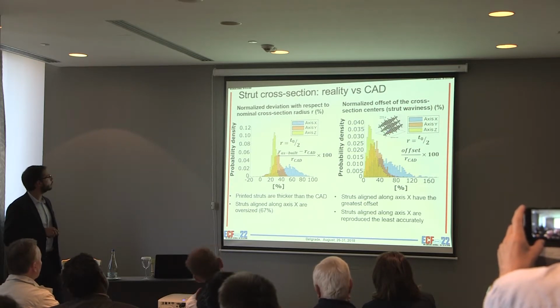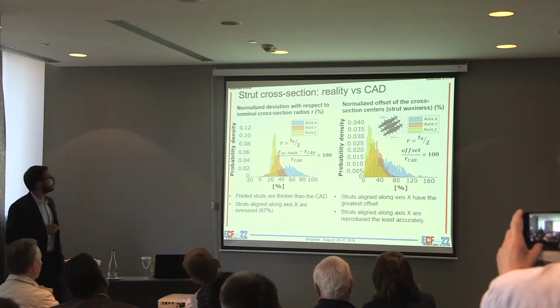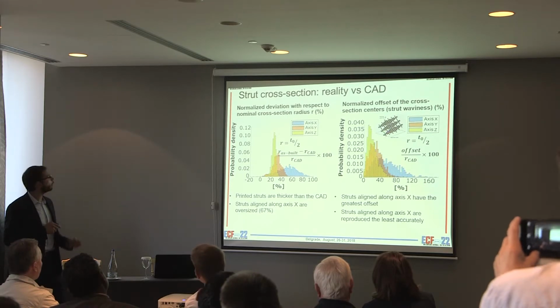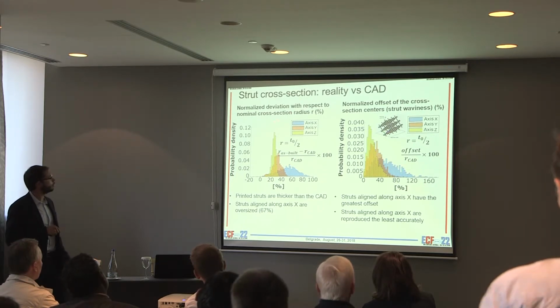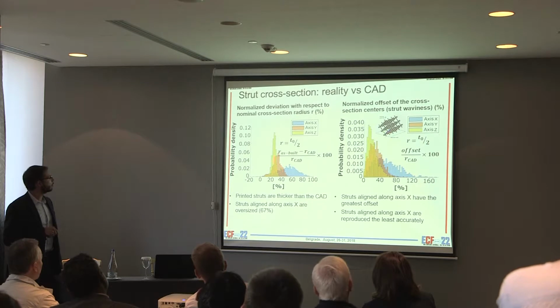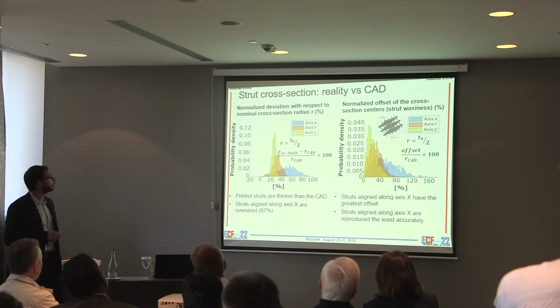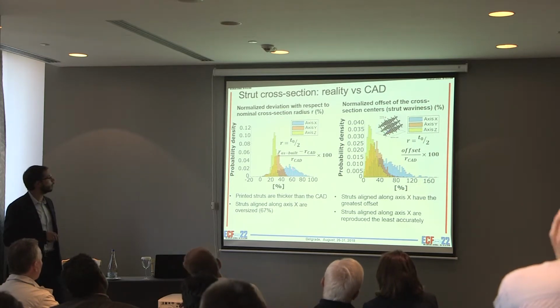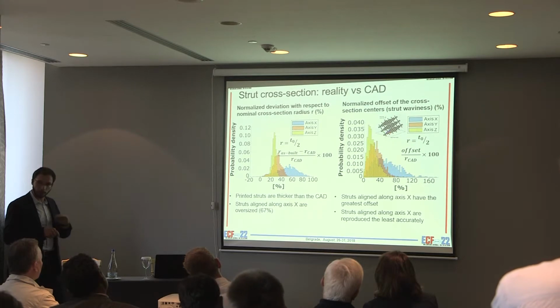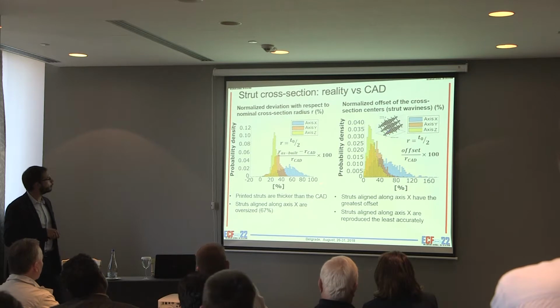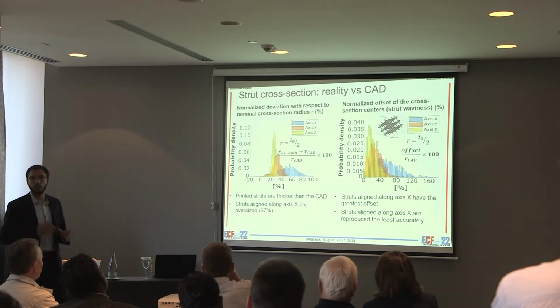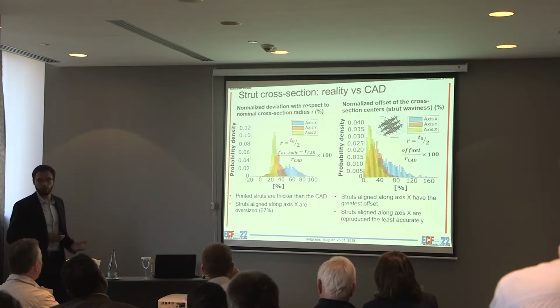In this graph, I show the normalized deviation of the cross-section radius with respect to the nominal value. You immediately see that all the struts have a positive deviation, which means that they are thicker than what was designed. In particular, the struts in blue, which are the ones found in the printing plane, are considerably thicker than designed, and the distribution is also wider, which means that they are not only thicker but also reproduced with less precision.